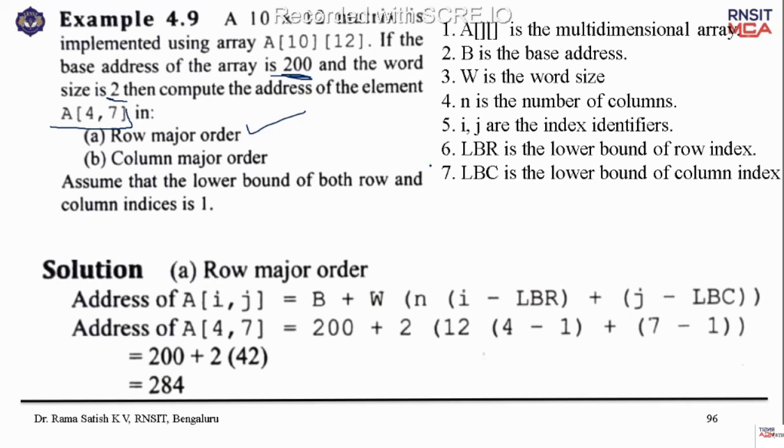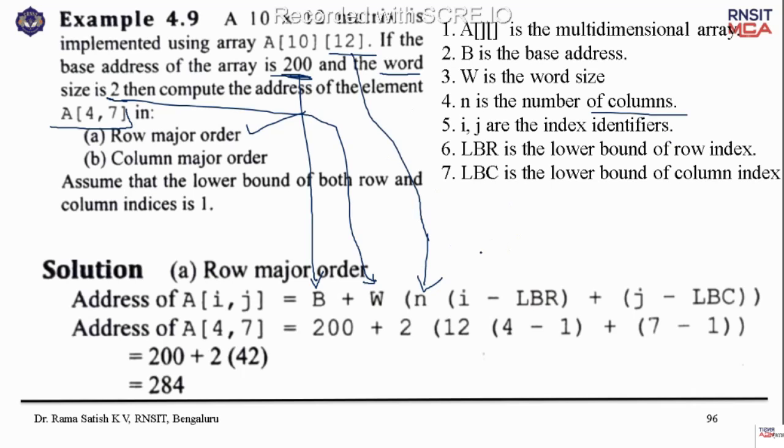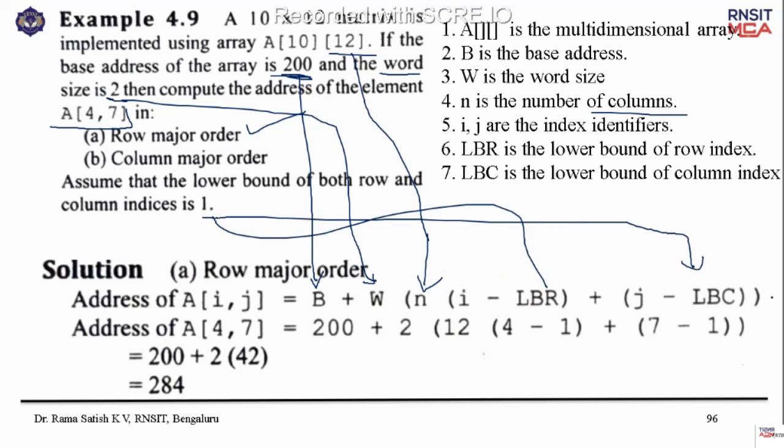You have to understand that B we know, it is already given: 200 is the base address. W is nothing but the word size, which they have also mentioned, it is 2. N is the number of columns. How many columns are there? 12 columns are there, so N is 12. They have also given, assume that the lower bound of both row and column indices is 1. So LBR is 1, and LBC is also 1.